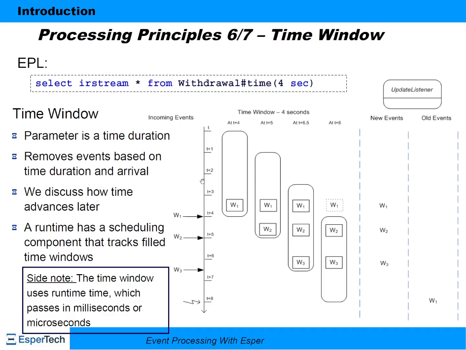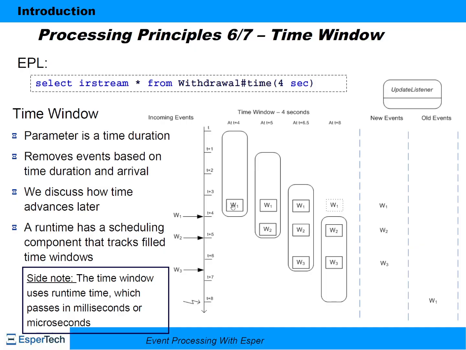Assume that at time t plus 4 seconds, withdrawal event 1 arrives. The runtime allocates a time window and adds the event to the time window, and outputs the withdrawal event 1. Since the withdrawal 1 event arrived at time t, the time window logically tracks events between t and t plus 4 seconds.